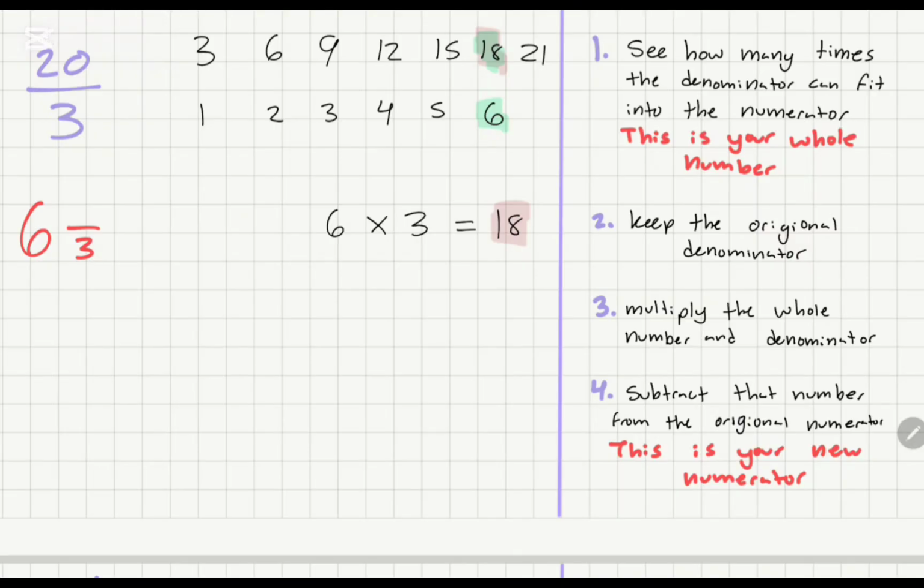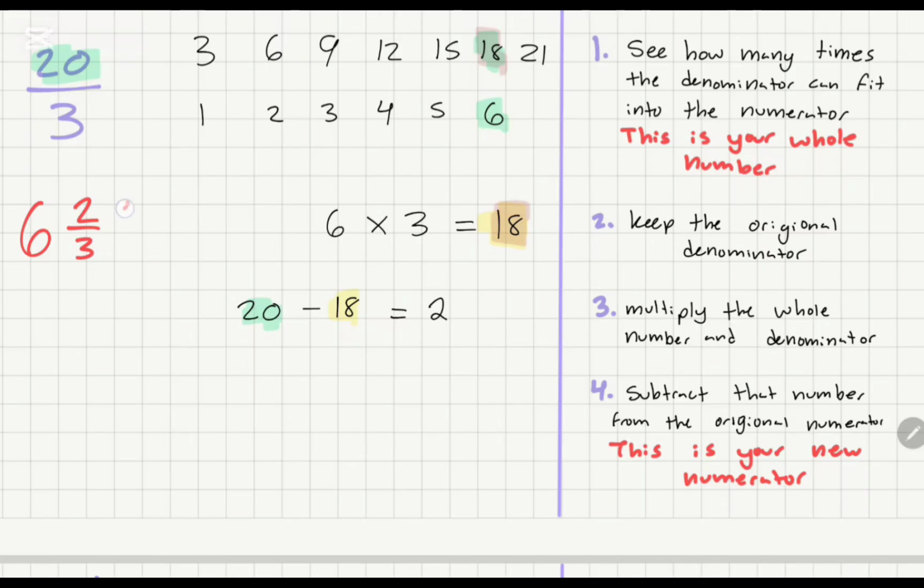Next step is to subtract that number, so 18, from the original numerator. What was our original numerator? That was 20 minus 18. My 20 I got from our numerator, and the 18 I got from 6 times 3. All right, so what is 20 minus 18? That is 2. So I know that 2 is my new numerator.